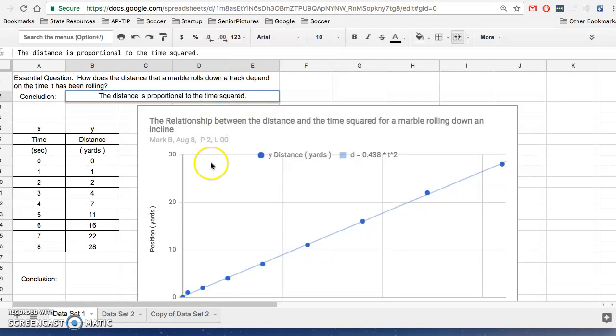We finished up the job of finding the mathematical model for this relationship. We know the nature of the relationship, the distance is proportional to the time squared, and we know the exact functional form. We know exactly how to find the distance if you know the time, or to find the time if you know the distance.